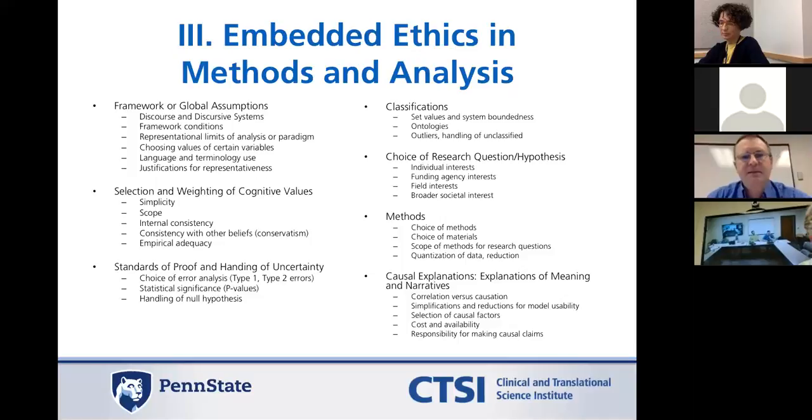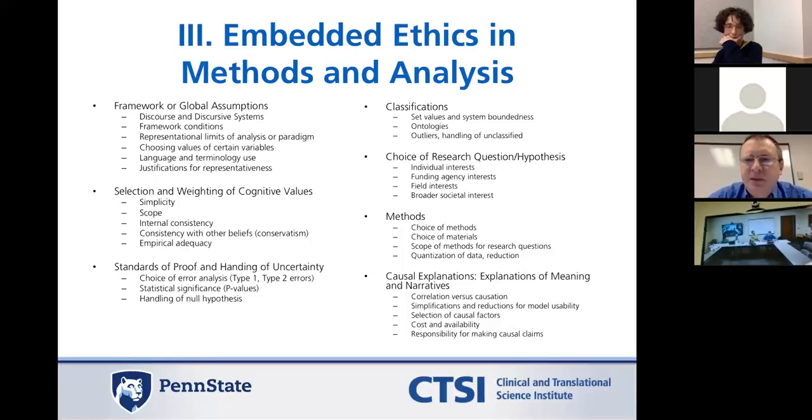Standards of proof, I think, gets a lot into statistical significance, and how do we recognize and handle type 1 and type 2 errors in the handling of the null hypothesis. Classifications, what are the ontologies that we're using? How do we know when a set is closed, or how those data sets, or the bins we might be using, are bounded and not spilling over, say via outliers or handling of unclassified data points?